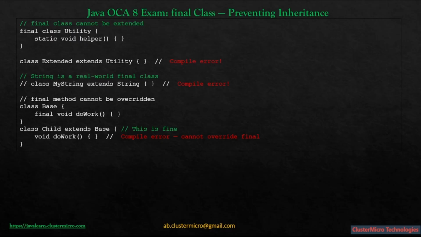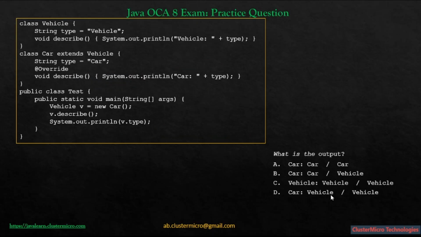Okay. Now we come to the practice question, right? So we have a class Vehicle, then class Car extends Vehicle, and public class Test. There we have the public static void main. So the question is, what is the output, right? So here if we see, the answer is B, Car and then Vehicle, right? So how is it so? Here if you see the setup, we have Vehicle v equals new Car, reference type is Vehicle, actual object is Car, okay? And then we have v.describe.